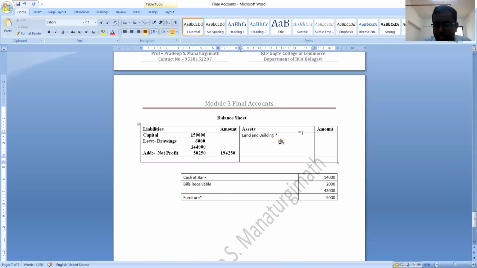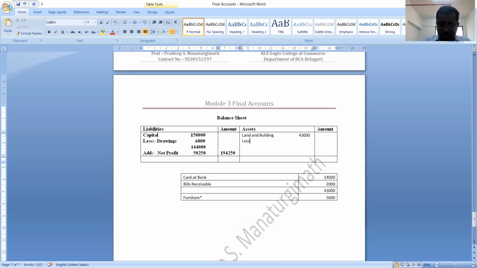Why is the star mark there? Because there is an adjustment on land and building. What is that adjustment? It is depreciation. So if there is an adjustment, you should write the amount in the inner column. Are you getting my point? So in the inner column, we have written 43,000.